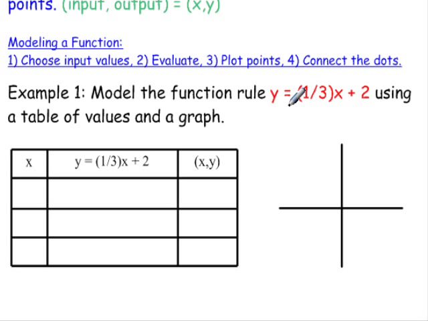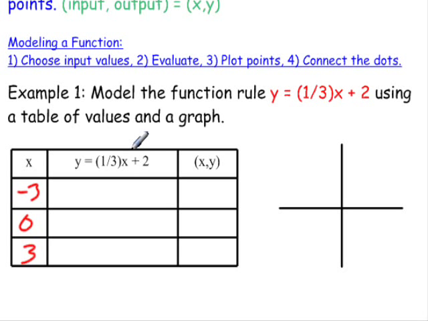In this problem, we've got y equals 1/3 x plus 2. So we need to pick some input values. Since we've got a 1/3, why don't we use something that will give us a whole number, like 3 or 0 or -3. That way we know we can get a whole number as our output value. Let's go in order from least to greatest. We'll use -3, and then we'll use 0, and how about a +3?